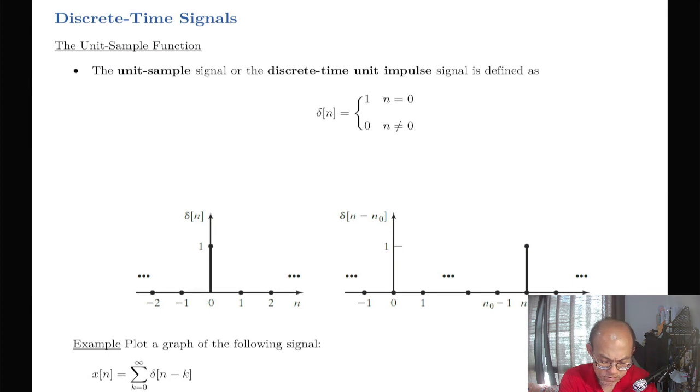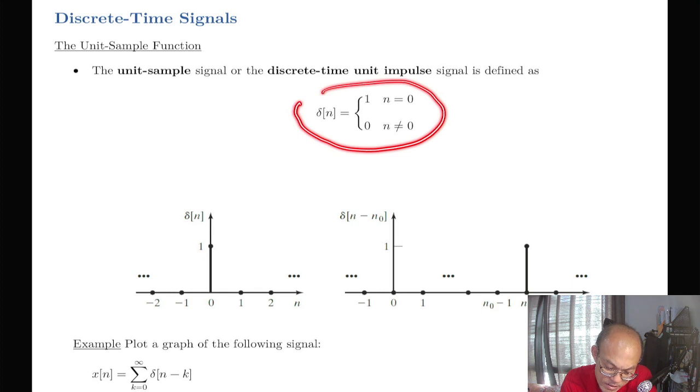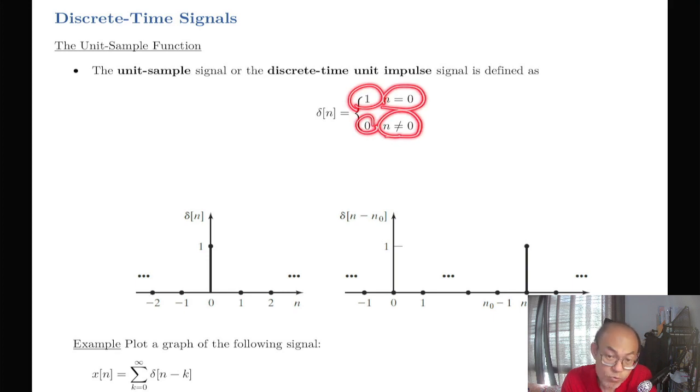Now let's talk about some standard discrete time signals. The first one would be the unit sample function. The unit sample function is analogous to the unit impulse signal in continuous time signals. So the unit sample signal, or discrete time unit impulse, is defined as 1 when n is 0 and 0 when n is not equal to 0. And the symbol for the unit sample signal is the delta symbol. So delta of n is 1 only when n is 0, the rest is 0.